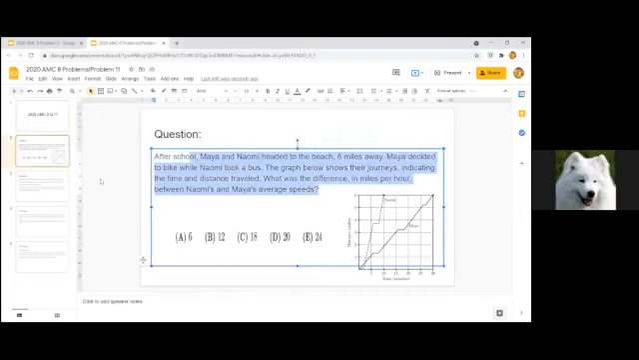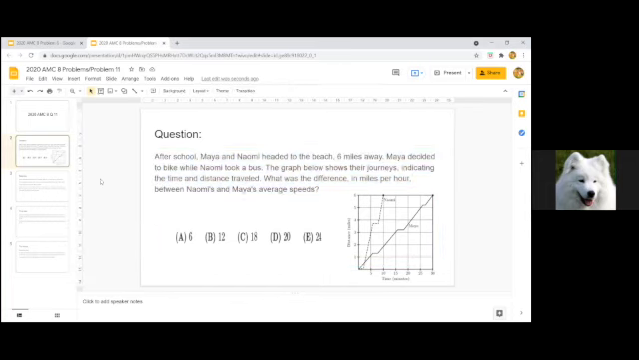After school, Maya and Naomi headed to the beach 6 miles away. Maya decided to bike while Naomi took a bus. The graph below shows their journeys, indicating the time and distance traveled. What was the difference in miles per hour between Naomi's and Maya's average speed? Your options are 6, 12, 18, 20, and 24.